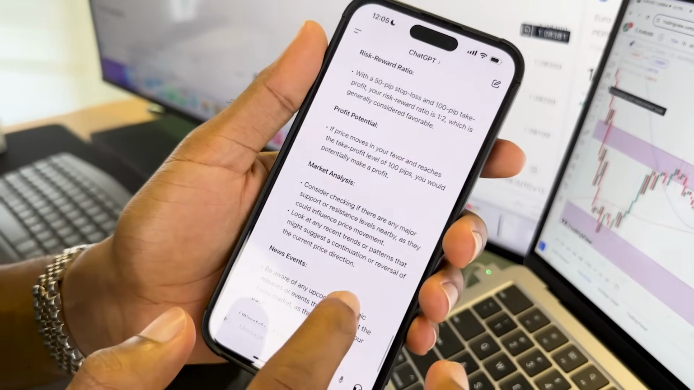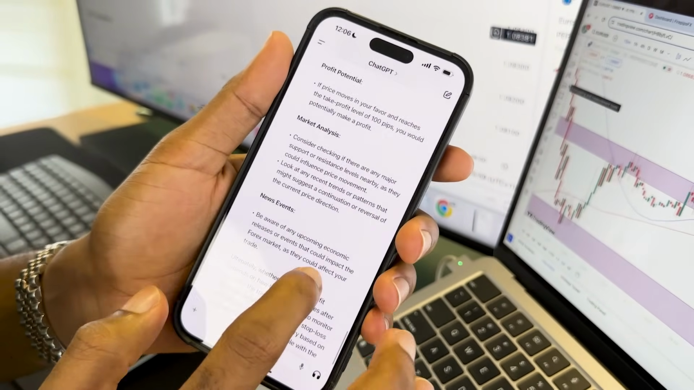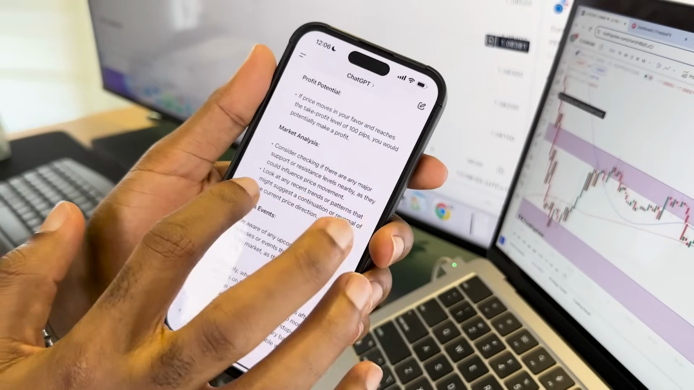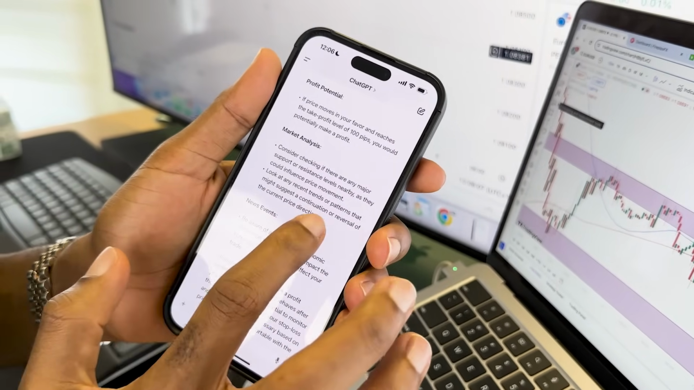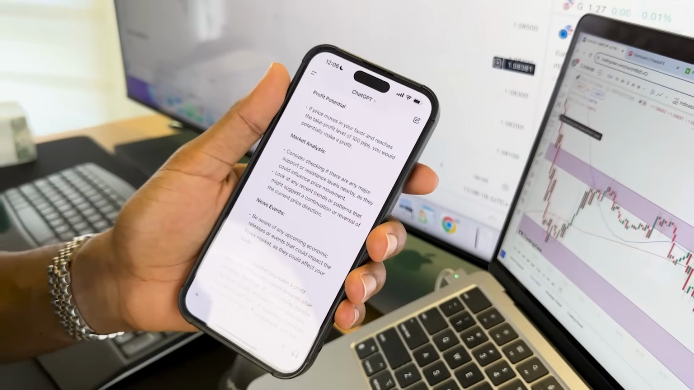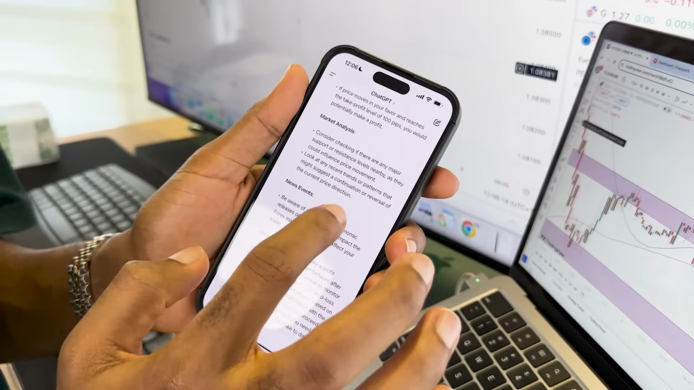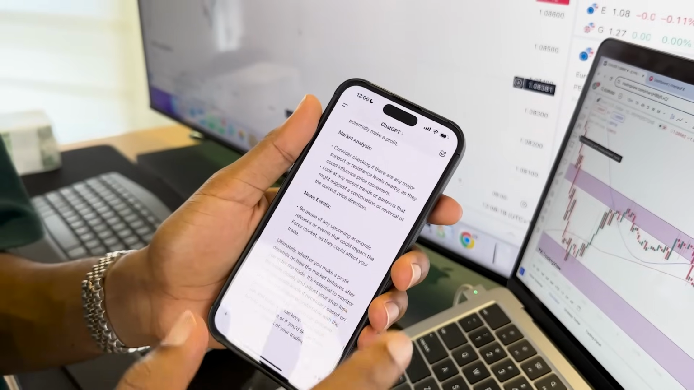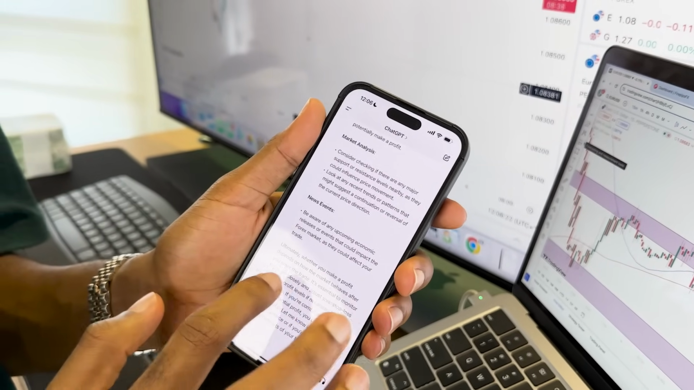So if price moves in your favor and reaches the take profit level of 100 pips, you will potentially make a profit. So these are market analysis. If there's any major support or resistance level nearby, I'll check that. Look at any recent trends or patterns that might suggest a continuation or reversal of the current price direction. News event. Beware of any upcoming economic release or event that could impact the forex market, as they could affect your trade. Ultimately, whether you make profit or loss depends on how the market behaves after you enter the trade.